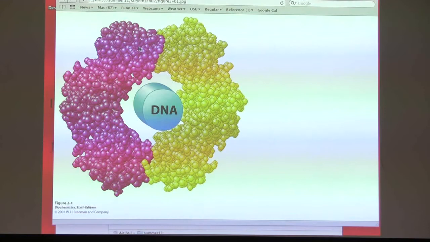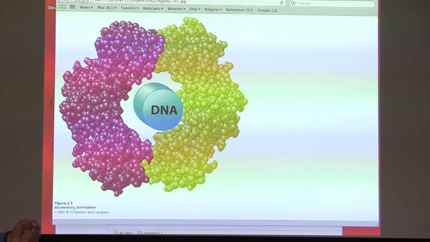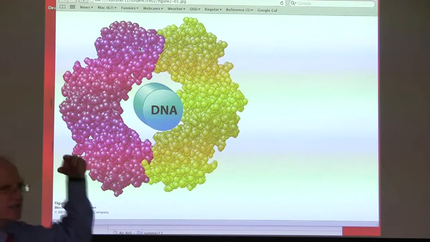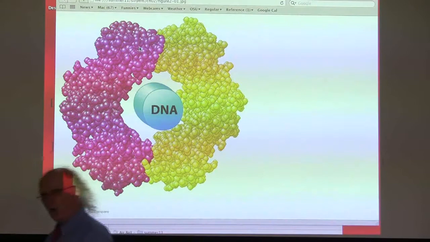Beta clamp is a very important protein. When replication of DNA occurs, the DNA polymerase that does the replication has to grab hold of the DNA and not let go. Well, the DNA polymerase has a lot of things that it's doing. It's polymerizing, it's putting in bases. So it doesn't directly grab a hold of the DNA. It grabs a hold of this protein.